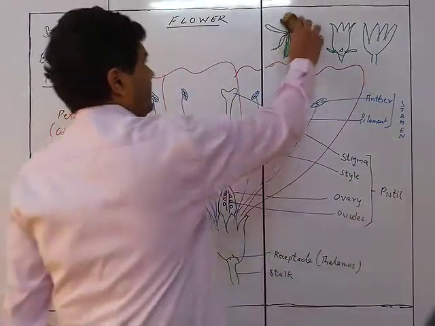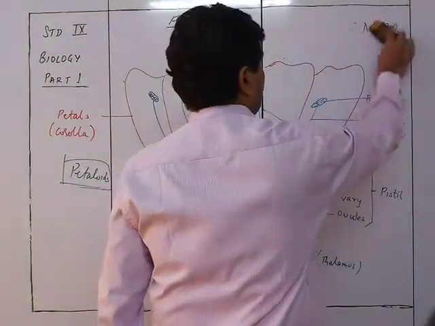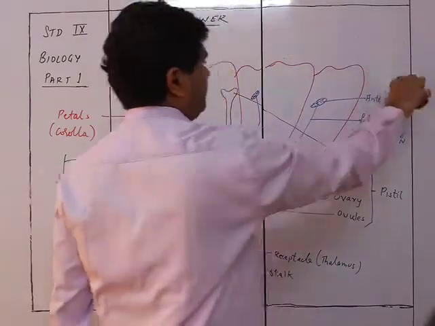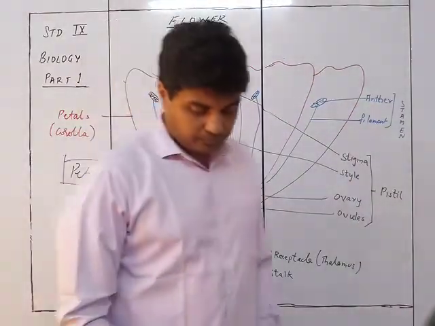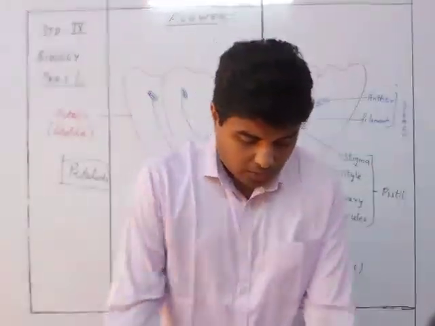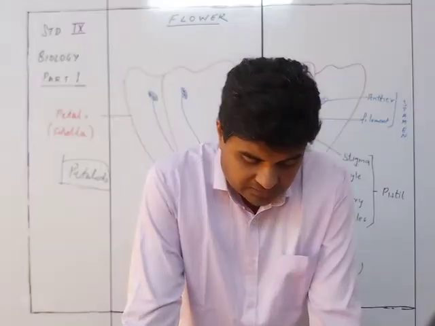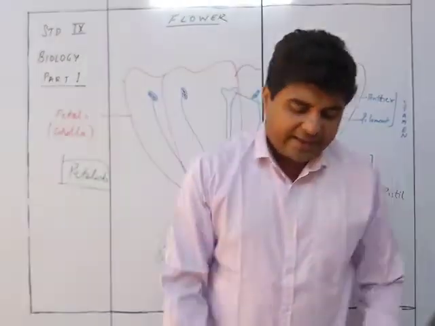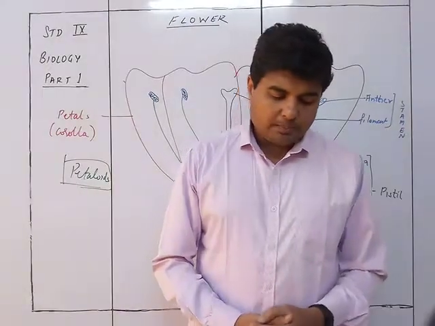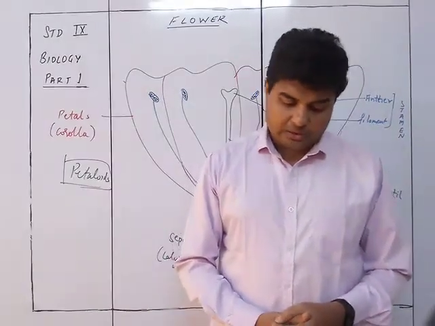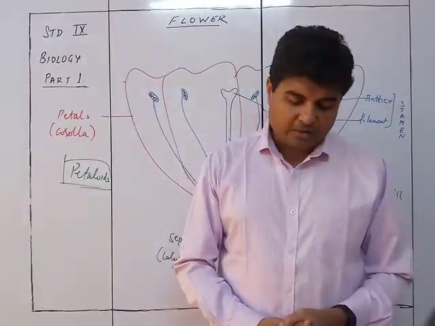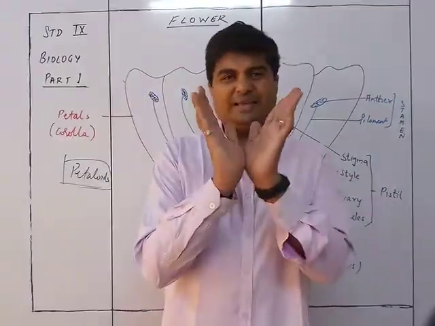Now we move ahead to the next part, and that is the corolla. Corolla is nothing but the petals. The petals are generally arranged in a single whorl, but sometimes they are in a double whorl, like in poppy, or in a spiral, like in water lily. So normally they are in just a single whorl.